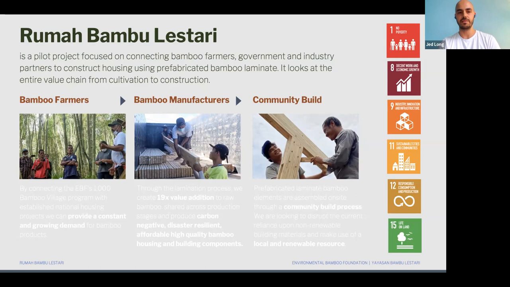So we're very interested in looking particularly at how we can bring some of the lessons from the EBF's work with bamboo farmers, establishing these village-based farmer co-ops, and helping them to develop their own production facilities to be able to harvest and then process the bamboo into a semi-finished product, which means by the time that they sell it to manufacturers, they've been able to value add. And then through partnering up with a few different industry partners, we've been working on the development of laminate bamboo and prototyping out new ways of building with this as a material.